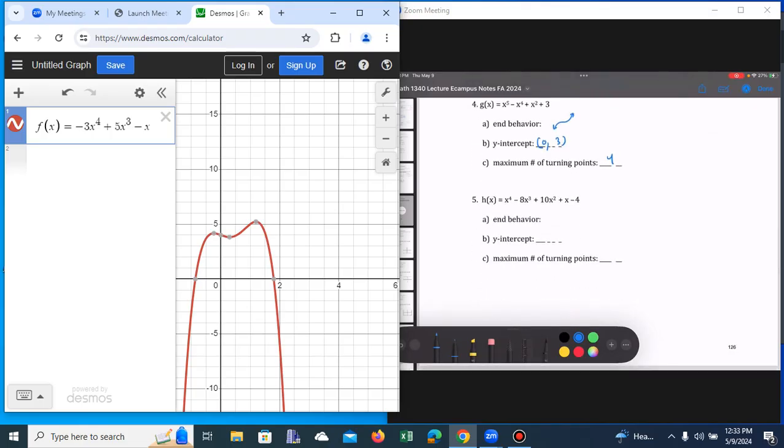Then x to the fourth minus 8x cubed plus 10x squared plus x minus 4. End behavior, it's even and positive, so it's up in both directions. If you let x equal 0, you get negative 4, so the y-intercept is (0, negative 4). And then the maximum turning points is going to be 3.